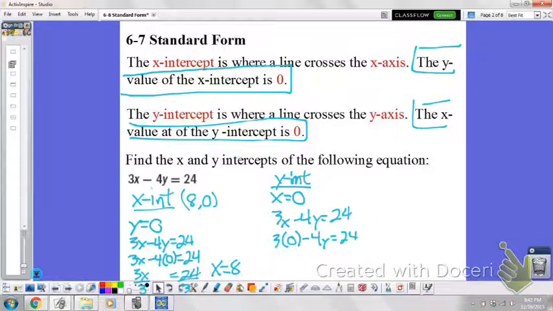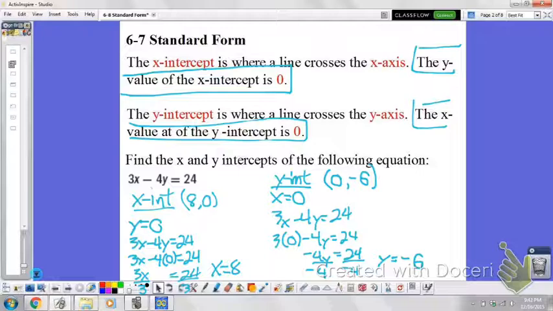And solve for y. Well, 3 times 0 is just 0, so I have negative 4y equals 24. Divide by negative 4. And I get y equals negative 6.